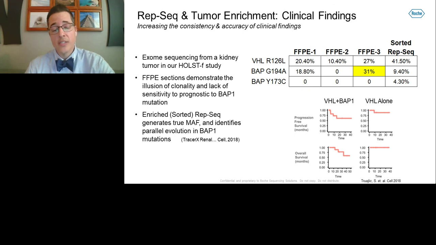And so really what we're showing here is that with representative sampling, followed up by next generation sequencing, we are capable of defining the true mutant allele frequency of these very important clinical variants, and we can also detect more clinical variants that do have very important outcomes relative to progression-free survival and overall survival. And in this case, it's very important to note that were we to have chosen FFPE block 2, we would have only seen the VHL clonal mutation, and that patient would have had a prognosis that was actually quite rosy, whereas in fact, they had a disease that would progress much faster.